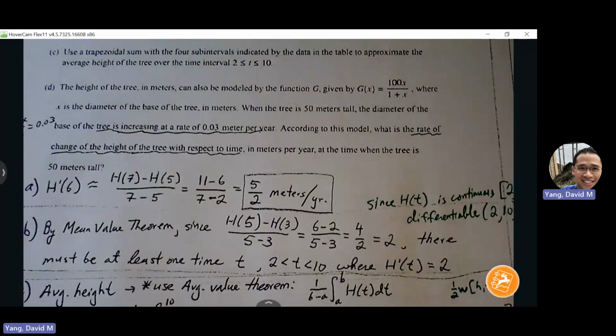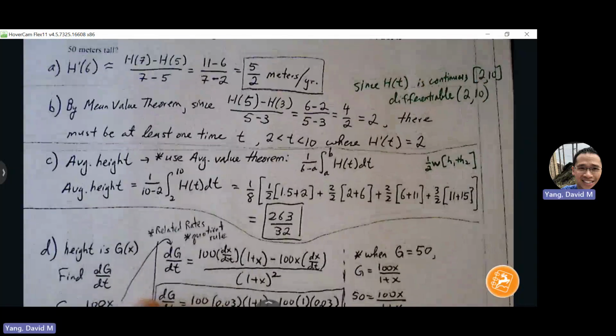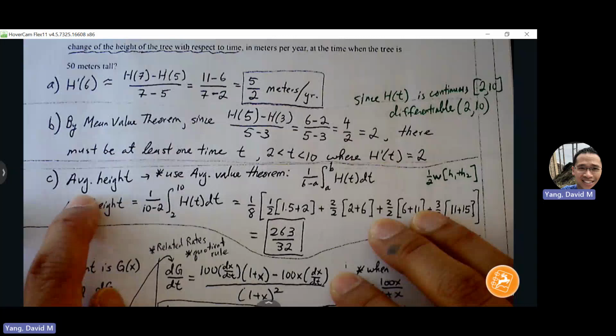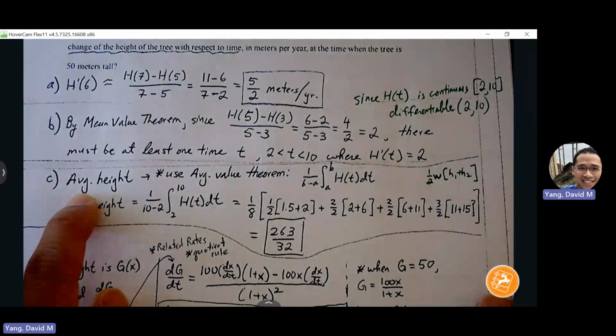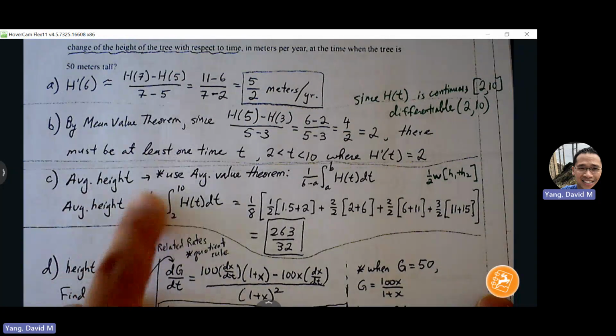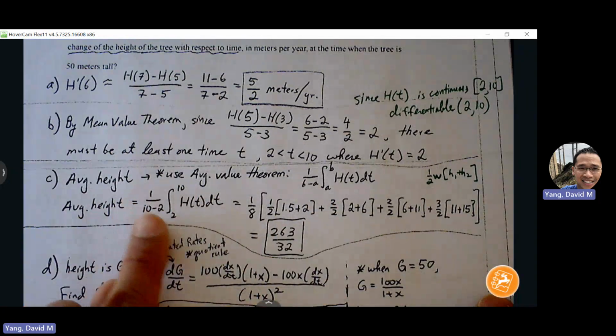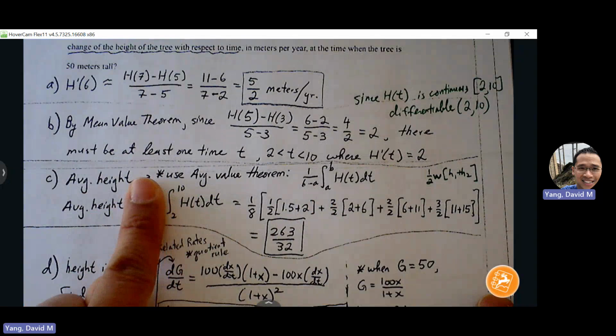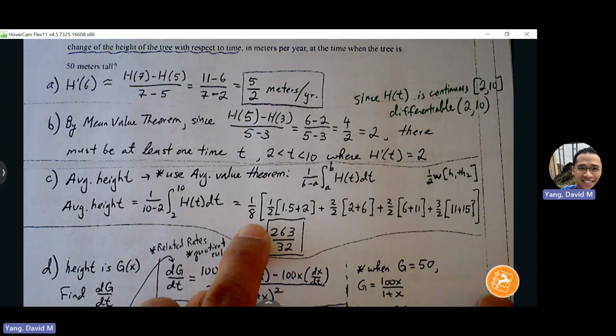Part C, trapezoid sum. So identify each of your widths. Oh, first, sorry. Part C, use trapezoid sum with 4 subintervals to approximate the average height. So for average height, we've got to go through the average value theorem. So not only do we do the integral from 2 to 10, we also need to multiply by 1 over b minus a, or multiply by 1/8.